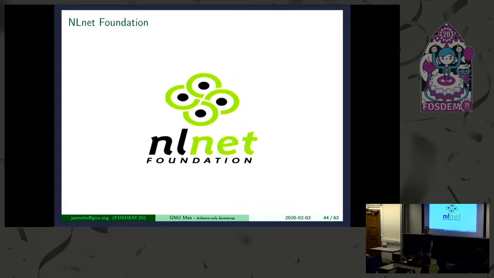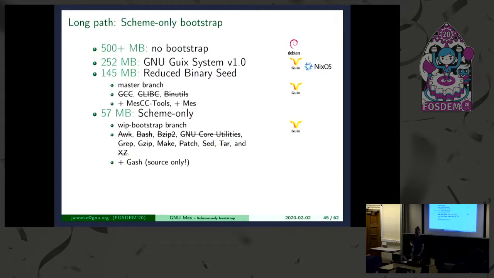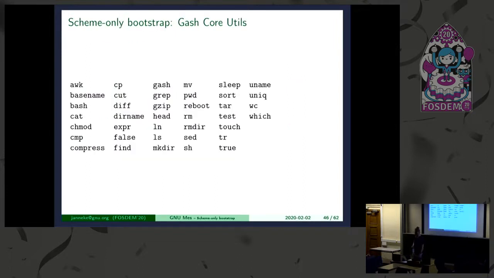So that's why I'm very proud and excited that NLnet saw the importance of this project and decided to fund me to create this next step, which I'm presenting here, the Scheme-only bootstrap. Another reduction by about 50% of the binary seed. One component of that new bootstrap is Gash and Gash Coreutils, which are an implementation of these critical binaries in Scheme.